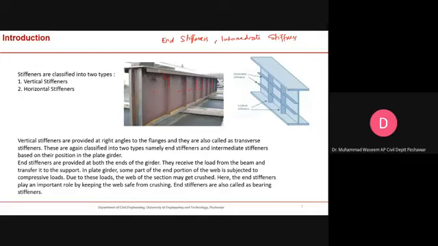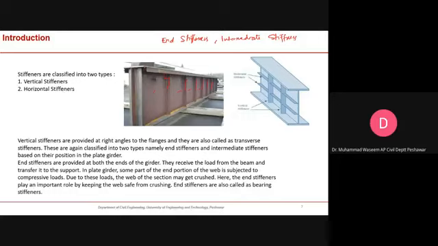So what is the function of end stiffeners? End stiffeners are provided at both ends of the girder. They receive the load from the beam and transfer it to the support. Okay, so these end stiffeners also take the load and help in transmitting the load from the girder to the support.